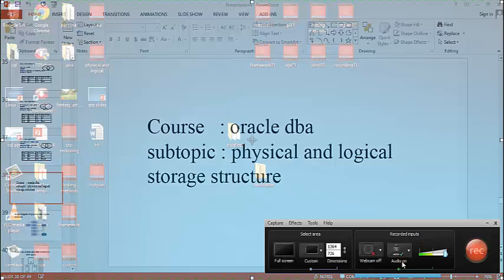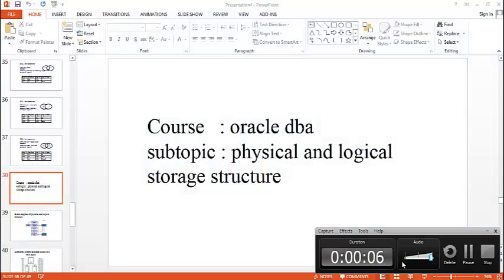In this, the subtopic is physical and logical storage structures. The Oracle DBMS stores data logically in the form of tablespaces and physically in the form of data files. So what is this physical data structure and logical data structure?